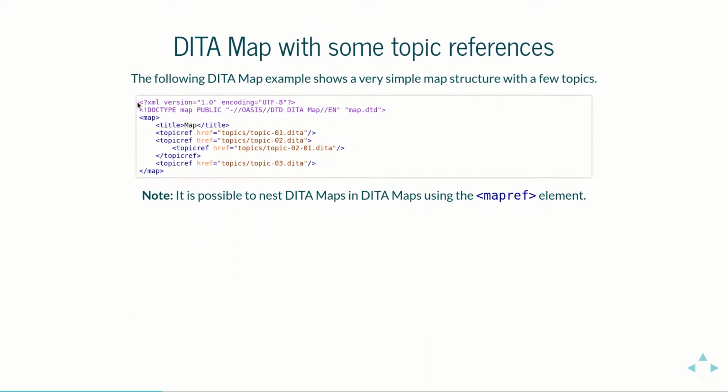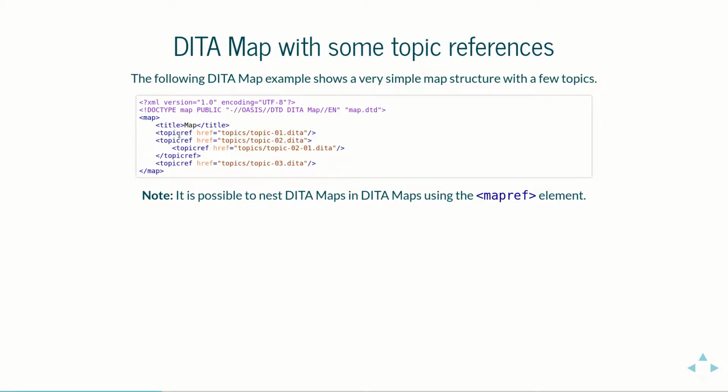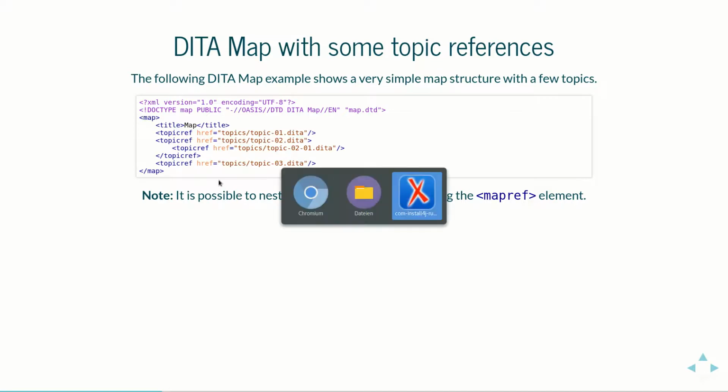So this is a very small, simple example. Here we have a DITA map containing a title and a few topic references. And as you can see here, each topic reference has an href attribute with a path to a DITA file. So this DITA map assembles all these topics into a publication document. Now I'm going to show you how that looks like if you use the Oxygen XML editor.